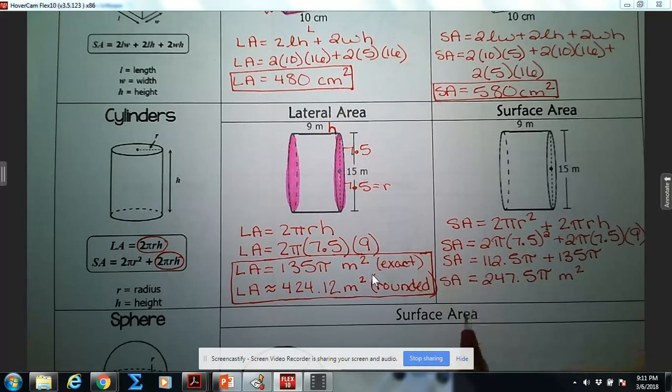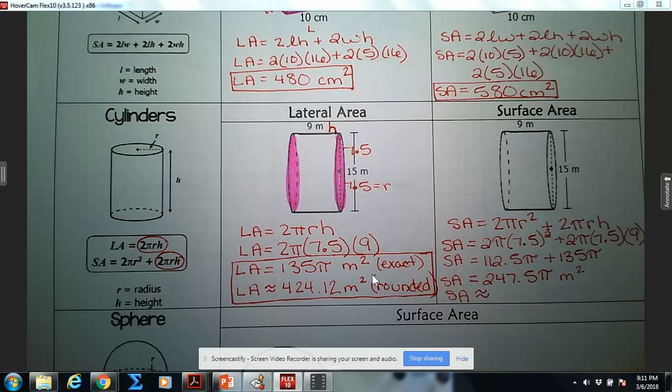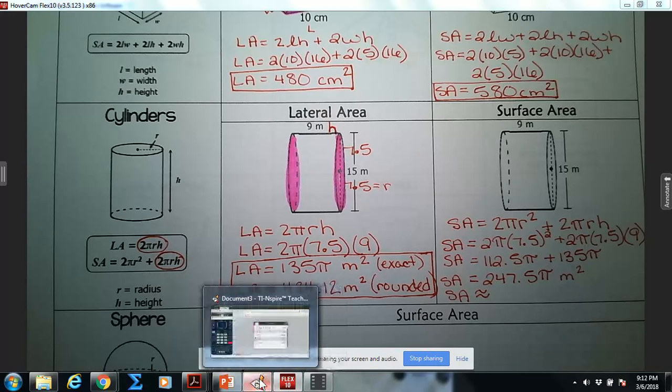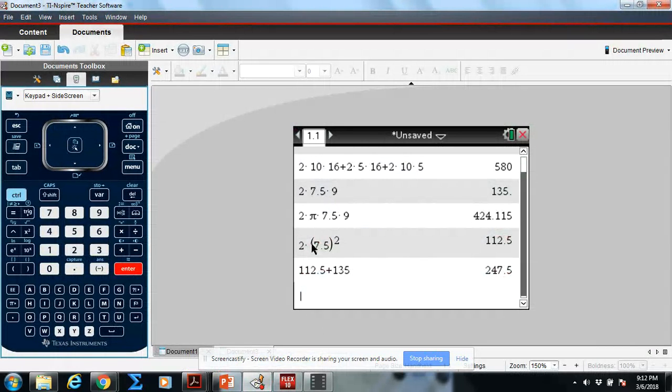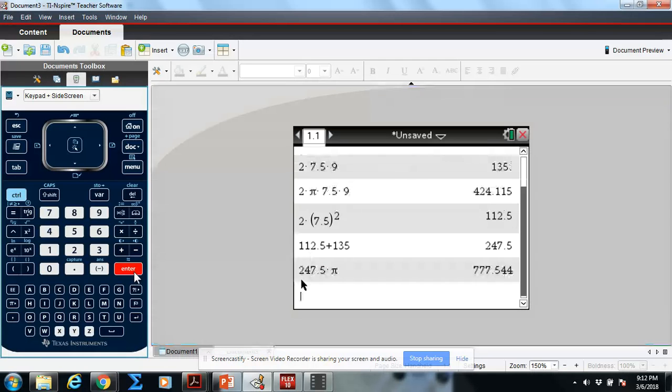So to turn that into a rounded area, something with a decimal, a rounded decimal, no pi in it, I'm just going to type in 247.5 times pi. You could type the entire equation in again. You could type this whole thing in one more time with all the pi's in it, but you're going to get this value times pi. I'll show you both ways.